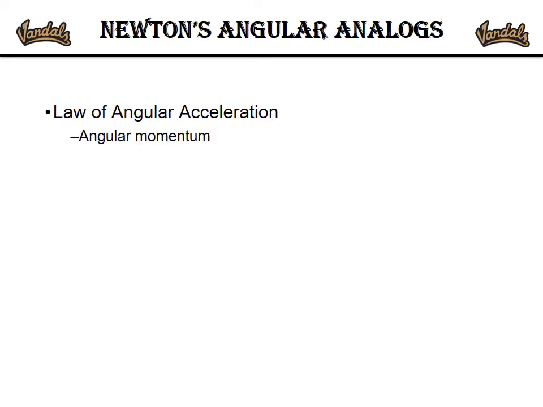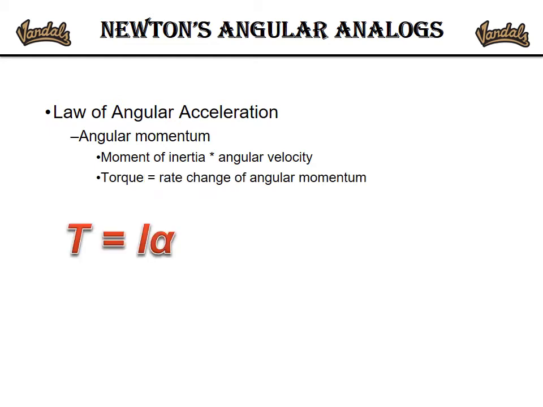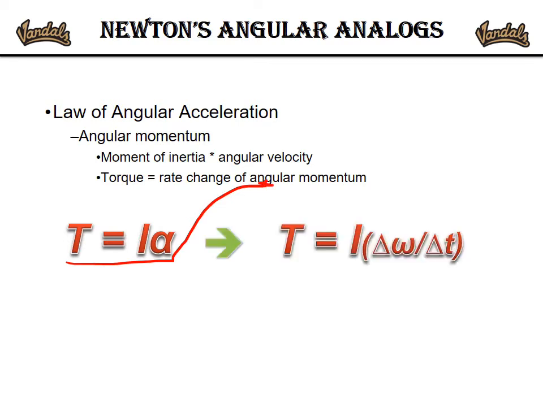Taking the law of acceleration a little further, we talk about the angular momentum: moment of inertia times angular velocity. Torque is the rate of change of angular momentum. And so we're going to do the same thing we did with the linear component, and we're going to break this down into components of angular momentum and what Newton talked about. So here, if we break angular acceleration down, we have the change in angular velocity over the change in time.